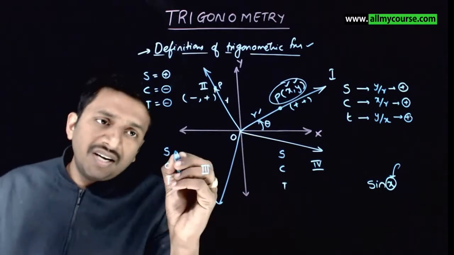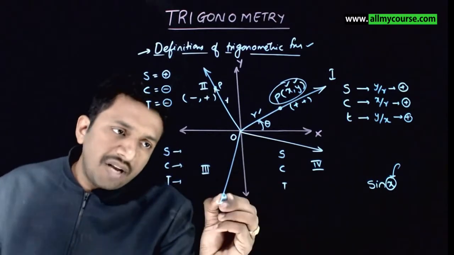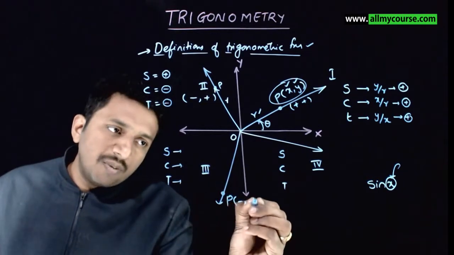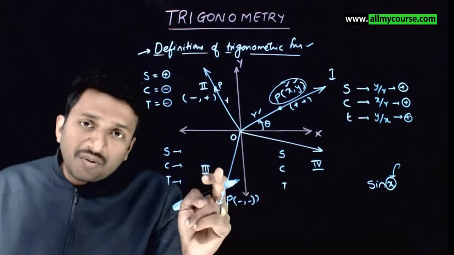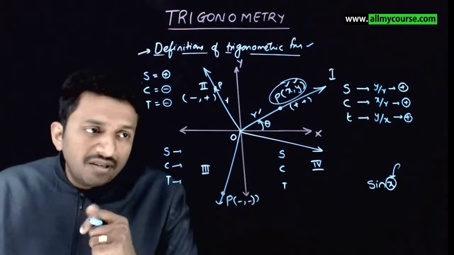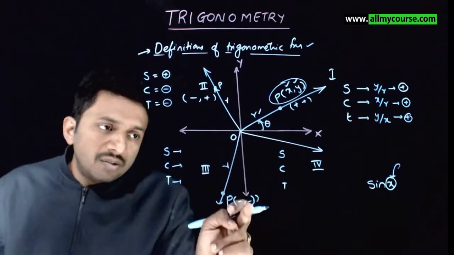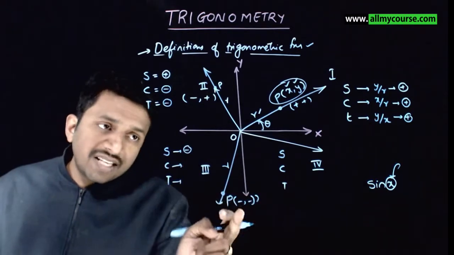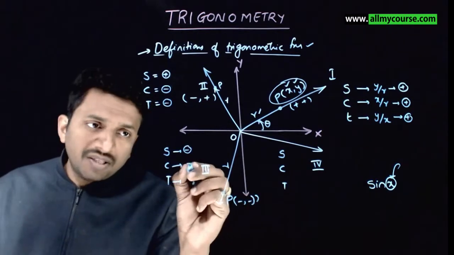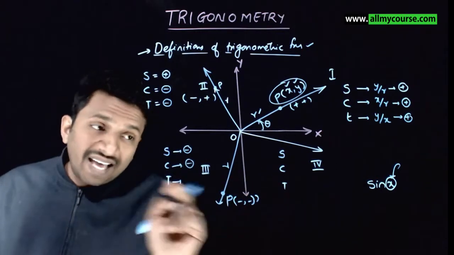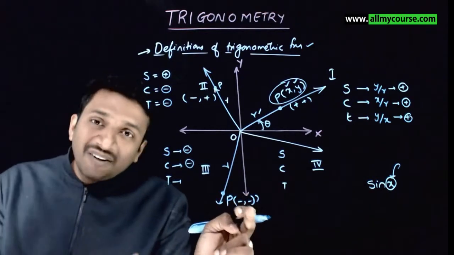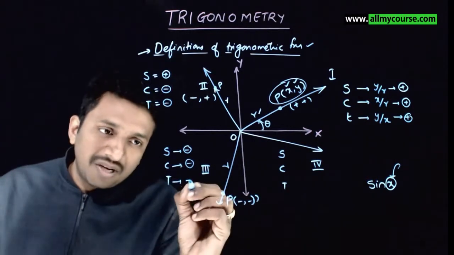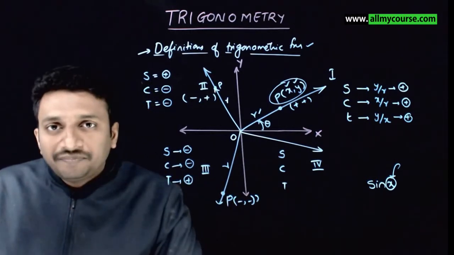Now if you go to the third quadrant, if you take any point P on this ray, both the coordinates will be negative, right? Because in the third quadrant, both x and y are negative. R is always positive. So y by r, negative by positive is negative. Cos, x by r, negative by positive is negative. Tan is y by x, negative by negative. Both the negative signs get cancelled, you get a positive number. So tan is positive in the third quadrant.